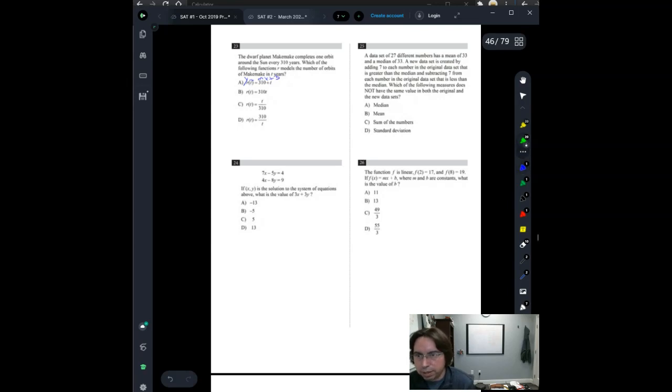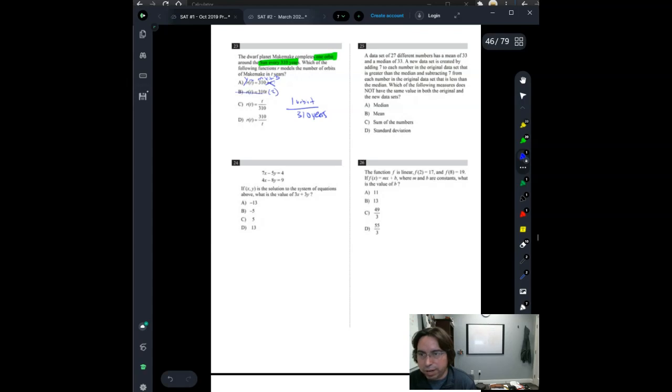So Make-make completes one orbit around the sun every 310 years. Which of the following functions are the number of orbits of Make-make in t years. So here it tells us that one orbit is equivalent to 310 years, right? So there is no constant term here, so that's not it. And you wouldn't multiply by the value of t to get that, because if you had t equals 2, that's suggesting that's 620. So again, that's not true.